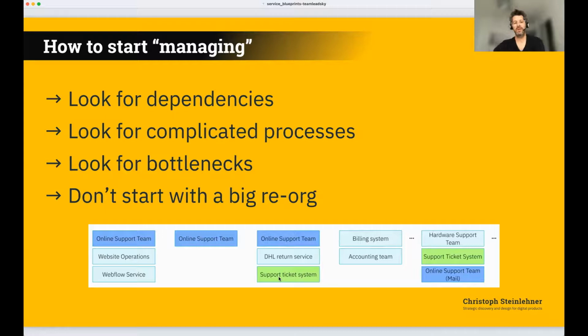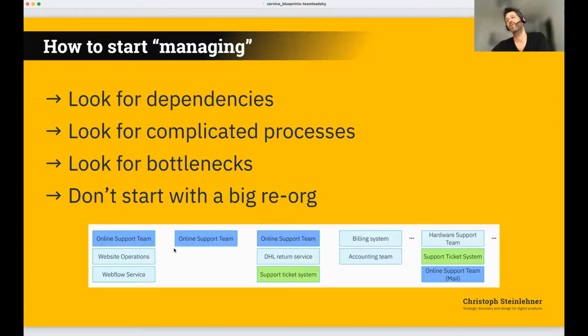And then if you go deeper into that, you can look for complicated processes. So where is stuff happening? Where are bottlenecks? And my idea there is to not start with a big reorg, but look really into what's happening there, what's happening between these teams, for example. Does it make sense that these are different teams? And you can identify bottlenecks and then work on small adjustments and see how it's better.